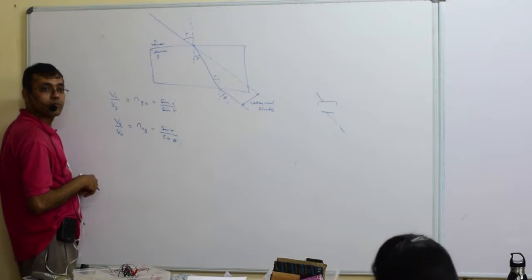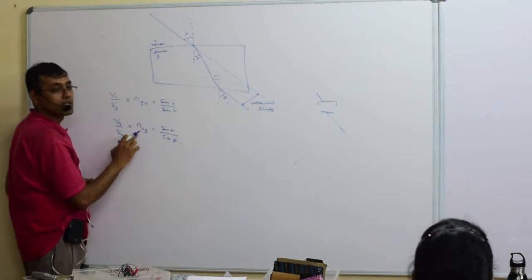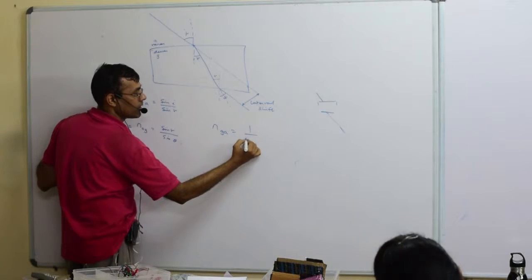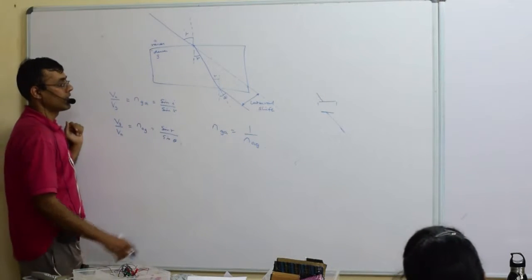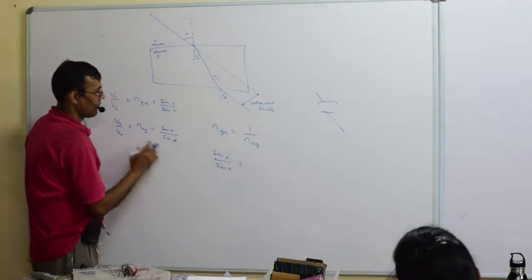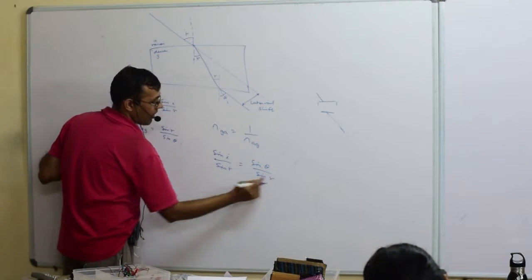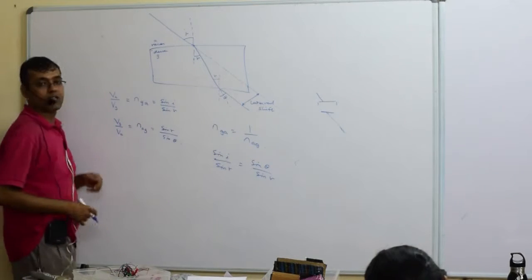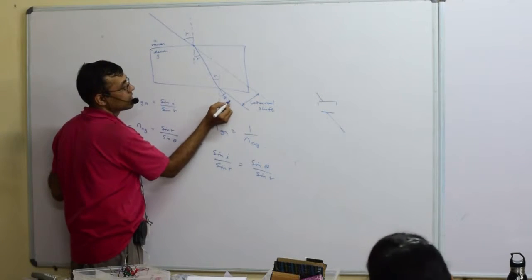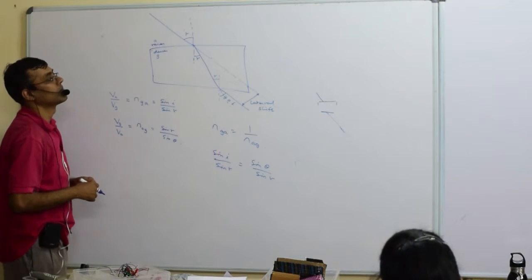Are you following this? Looking at this, what can you say? This and this should be reciprocal. That means Nga is nothing but 1 by Nag. Nga is sin I by sin R. 1 by Nag would be sin theta by sin R. R and R are the same. So what can you say about I and theta? I should be equal to theta. So this theta is nothing but I. If this is the angle of incidence, it will be coming out at the same angle.